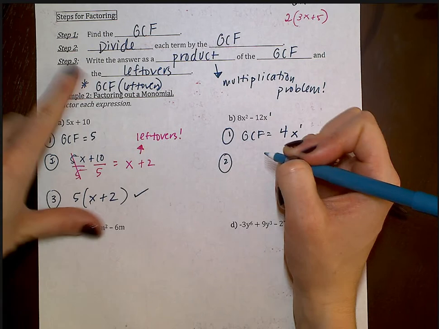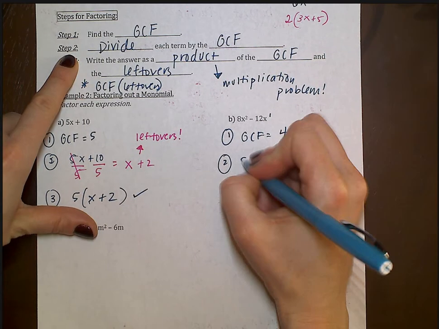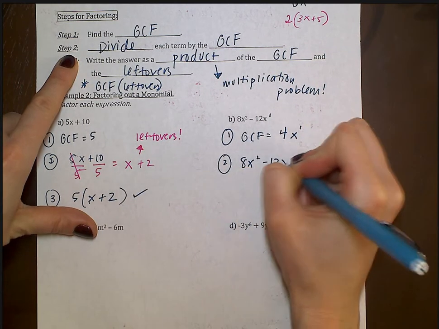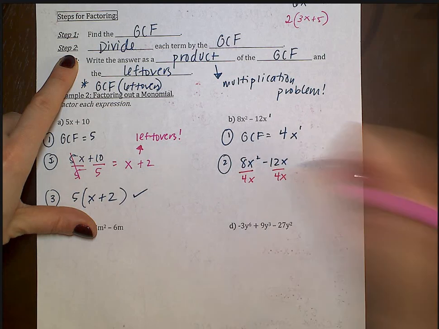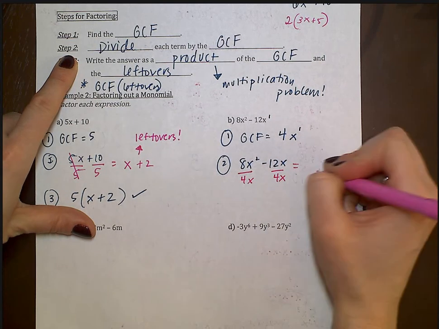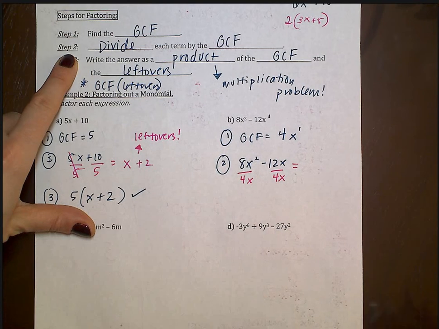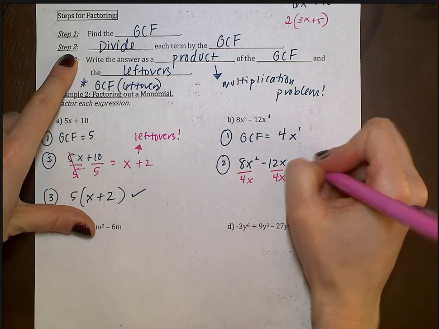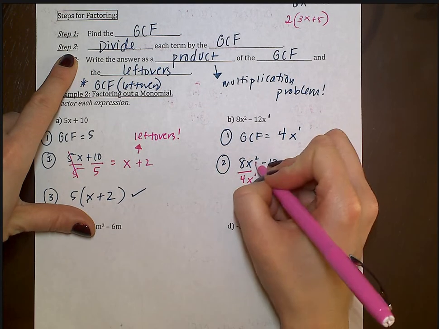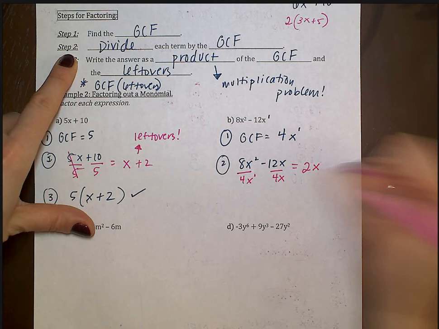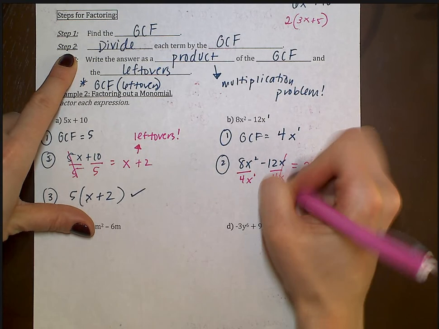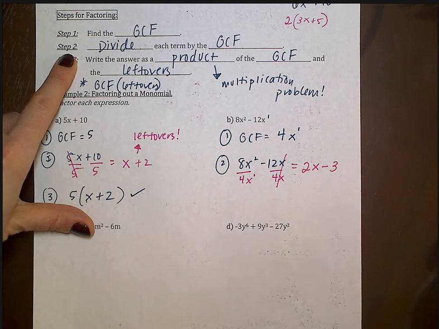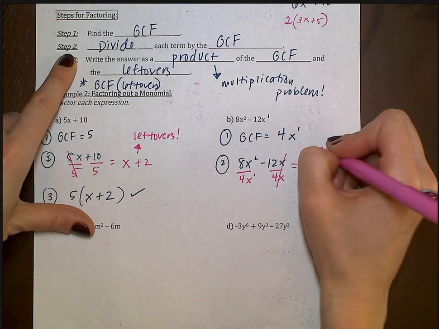Now I need to divide the problem by what I got for the GCF, which was 4x. So divide every term by that to figure out what's left over when you pull 4x out. So 8 divided by 4 is 2. Remember your exponent rules. 2 minus 1, that would just be x. And then minus, that would be 3, and the x's would cancel. Okay, so those are your leftovers.